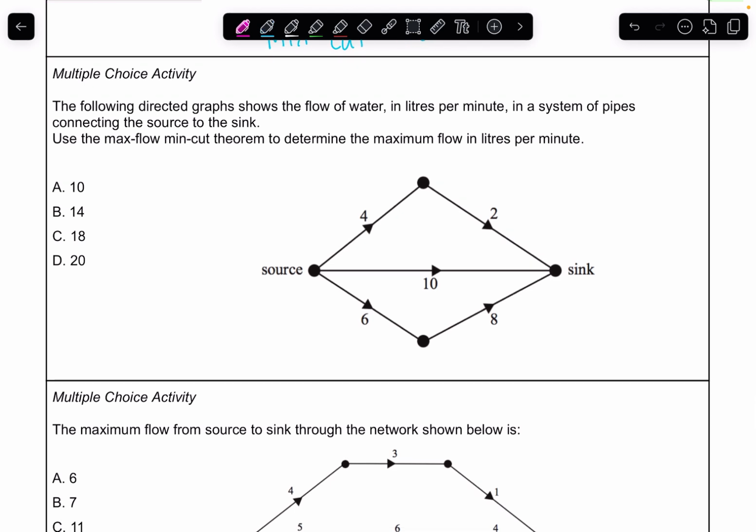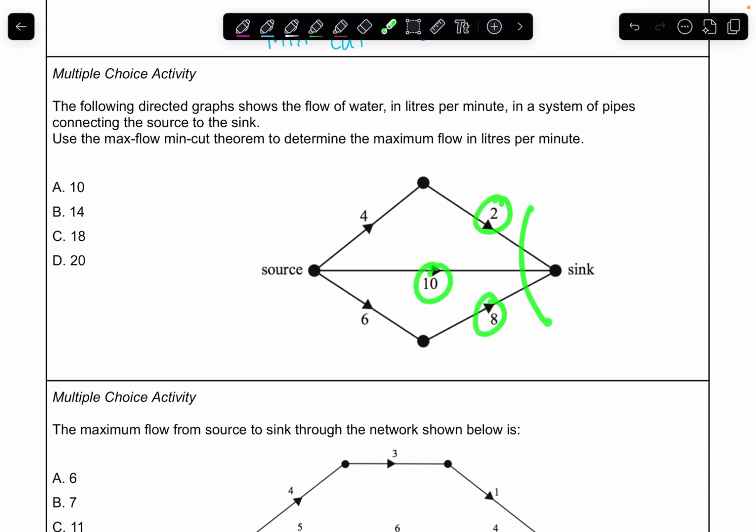The following directed graphs show the flow of water in litres per minute in a system of pipes connecting the source to the sink. Use the maximum flow minimum cut to determine the flow in litres per minute. Now with this one, it's a multiple choice question, so whether you use the flow or the cut is really up to you, but we're going to practice both here. So if we have a look, we've got a 2 and an 8 and a 10.